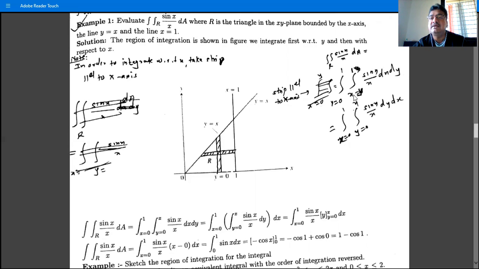So x is equal to y is the lower limit, and the other end of the strip touches the line x is equal to 1. So x is equal to 1 is the upper limit. In order to cover this area, we have to move this strip from this point to this point, right here, the dotted line. Here y is 1, so y runs from 0 to 1.